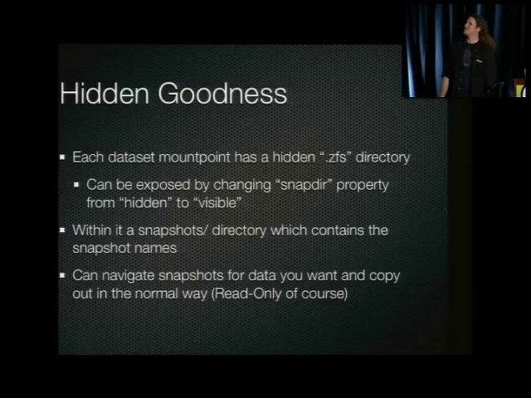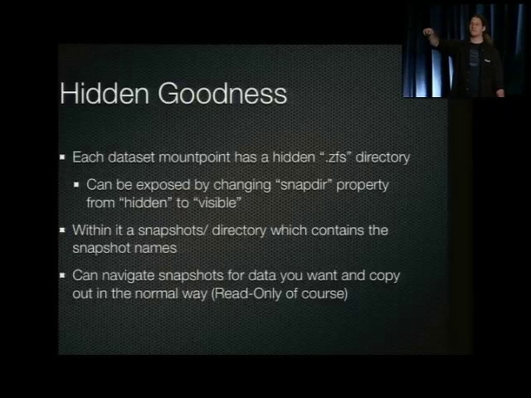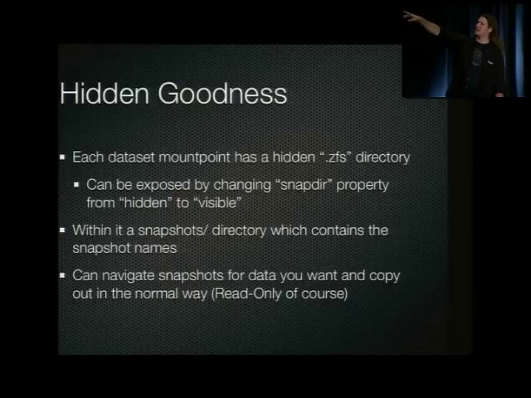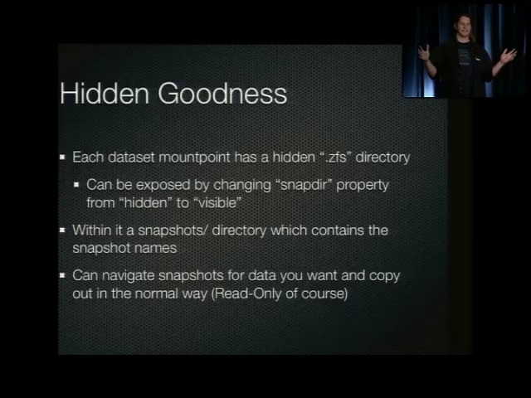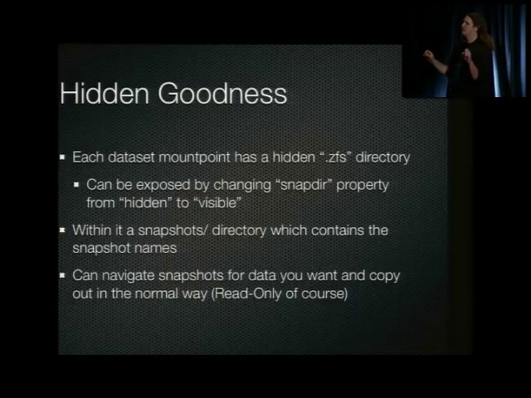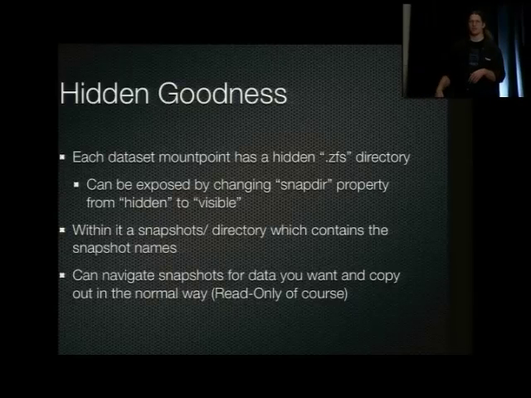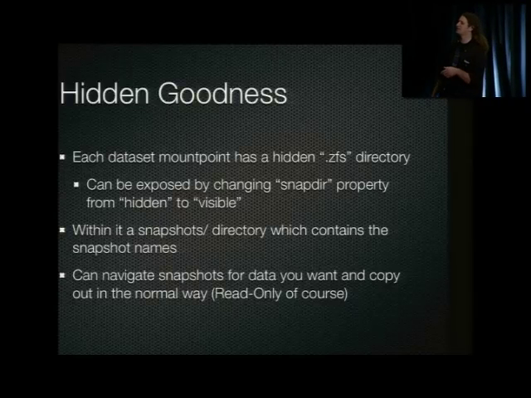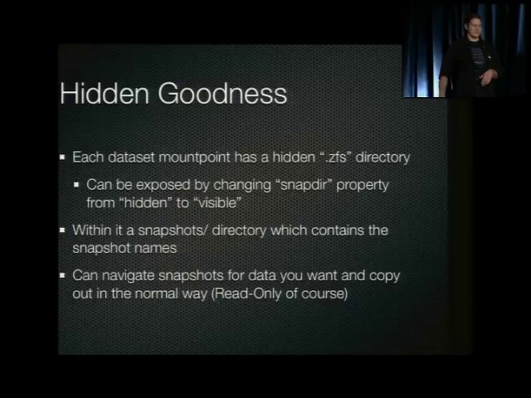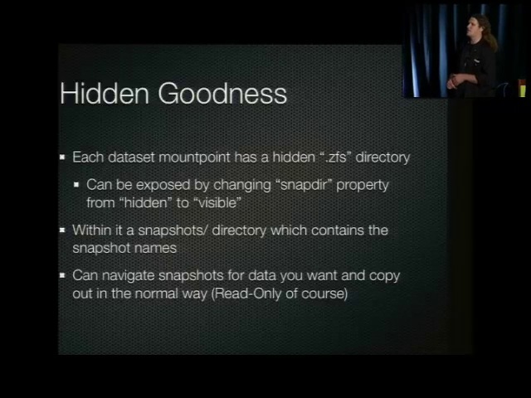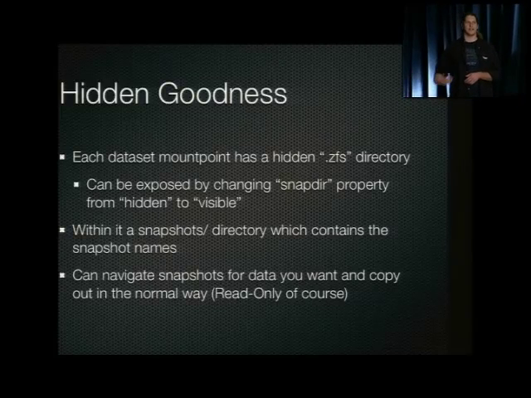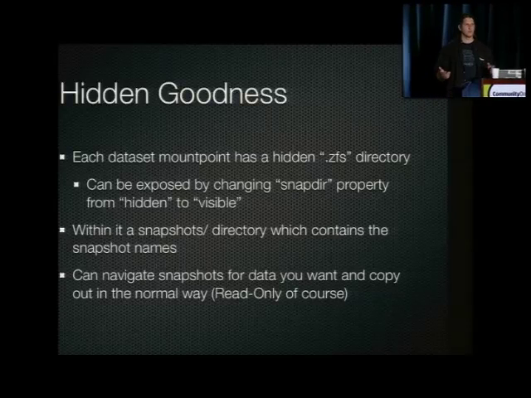It can be exposed by changing the snapdir property, which is one of the properties you saw before. You notice that the snapdir was set to hidden. It means if you run an ls -al, you will not see it. You can change directory to it, and it's there. It's creepy. You can change that to visible, and then it will actually show up. That's handy if you want to see it in the file manager or something like that. Within the snapshots directory, you can see all the snapshot names, and you can navigate snapshots to pull out data in the normal sorts of ways. You can copy files out or sync data out, whatever. And it's read-only, of course.